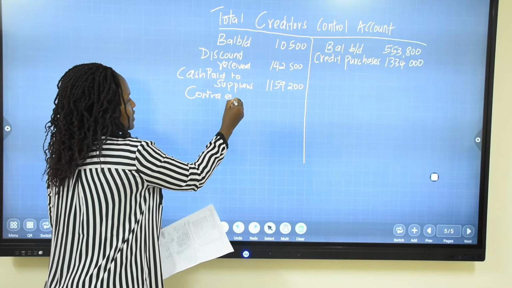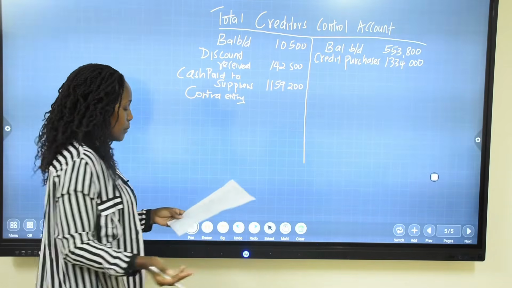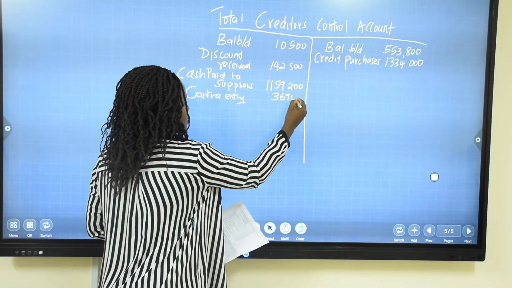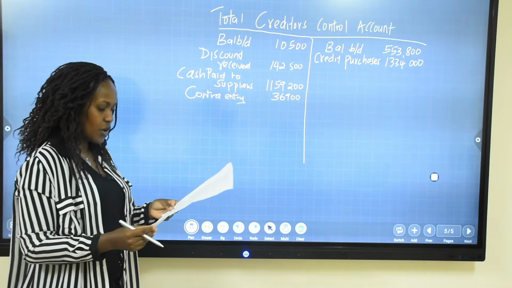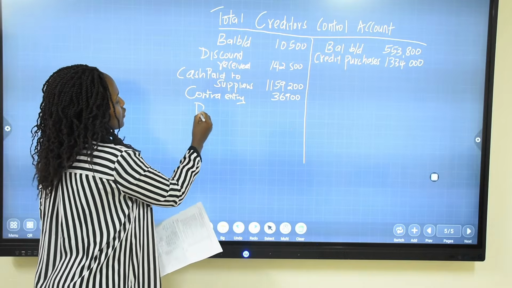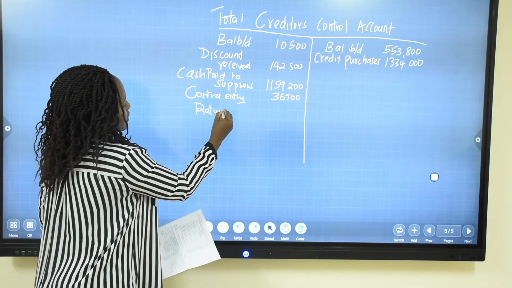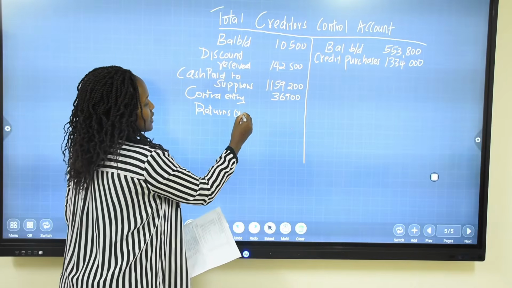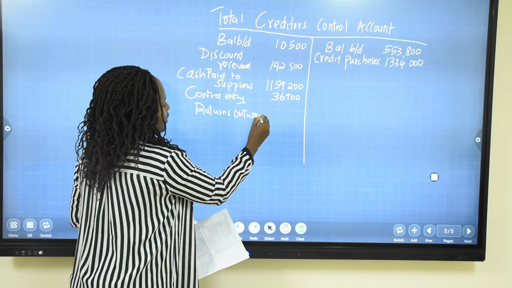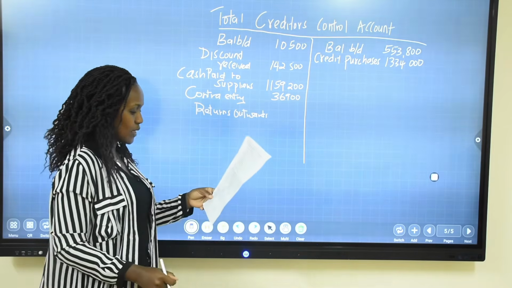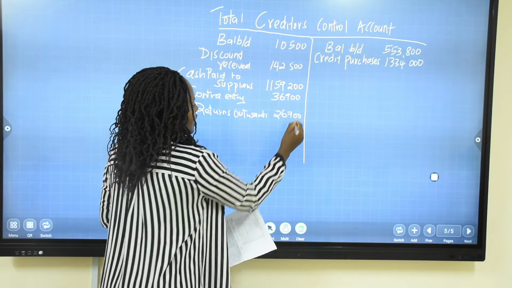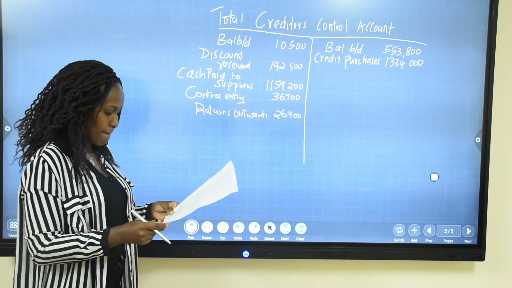We are not going to forget the contra entry. The contra entry, it has been over-explained in this video, which is 36,900. We are also going to have the returns outwards. Out of the goods we purchased on credit, some of them we returned to the suppliers. Maybe they were defective. So the return outwards decreases our obligation by 26,700.